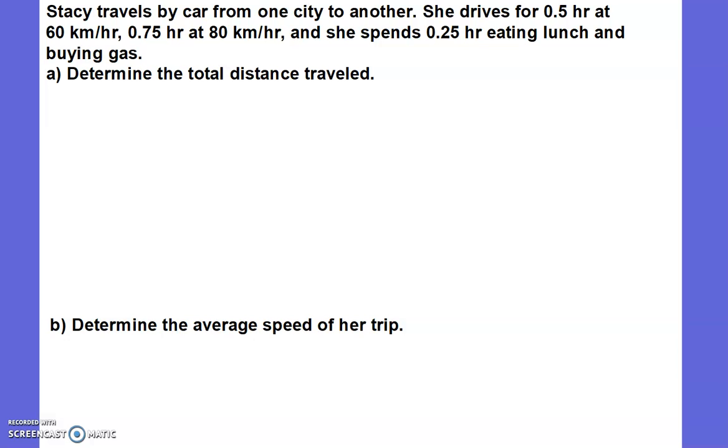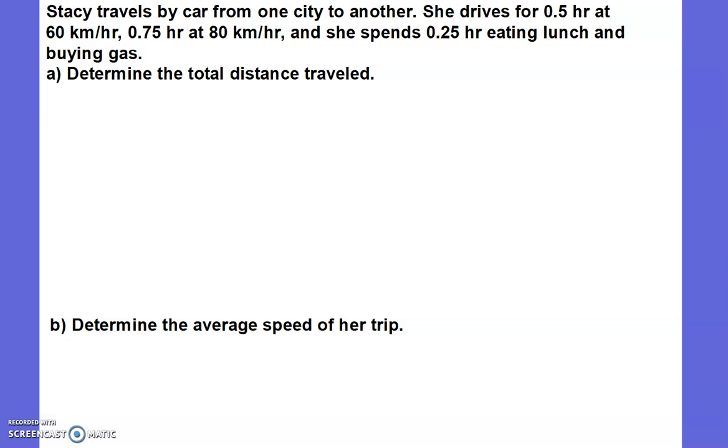Welcome. In this video I will show you how to solve an average speed problem that involves many different parts. So in this problem we have that Stacy travels by car from one city to another. She drives a half hour at 60 kilometers per hour, 0.75 hours at 80 kilometers per hour, and she spends 0.25 hours eating lunch and buying gas.